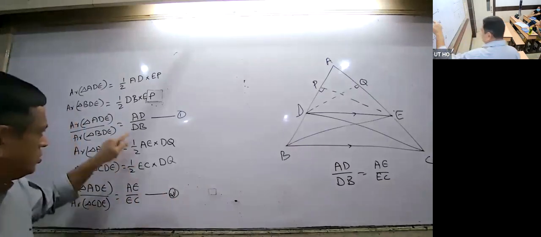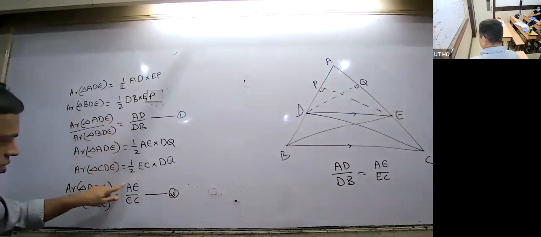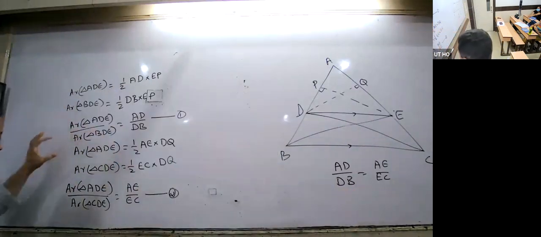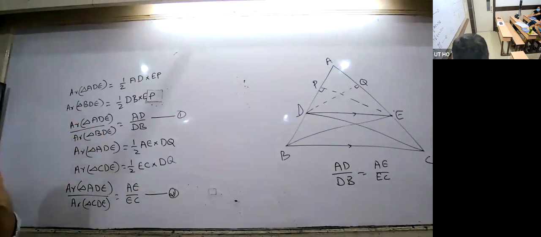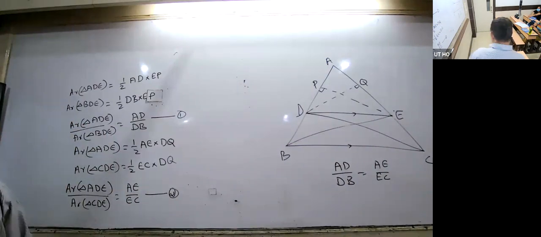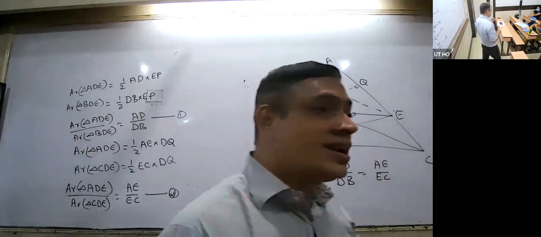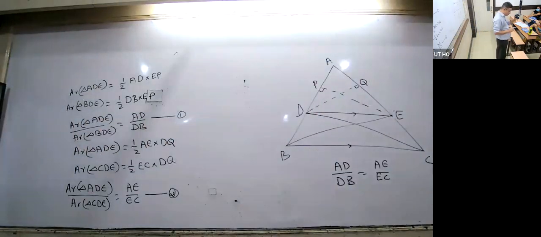Now we have to look at the RHS, AD by DB and AE upon EC, that you have to prove equal. To prove equal, LHS should be equal. ADE and ADE, numerator same. Look at the denominator, BDE and CDE. Listen carefully, I just said one property. What is the property? Triangles with the same base and between the same parallels.